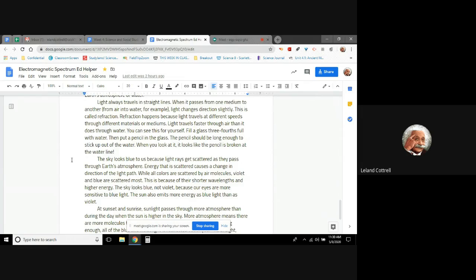You can see this for yourself. Fill a glass three-fourths full with water. Put a pencil in the glass. The pencil should be long enough to stick up out of the water. When you look at it, it looks like the pencil is broken at the waterline.